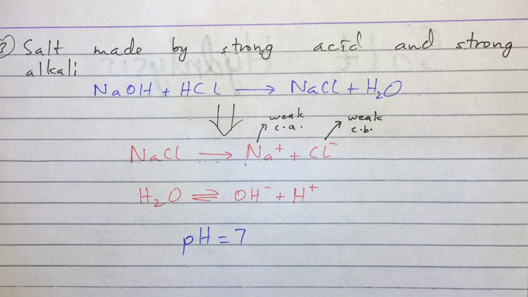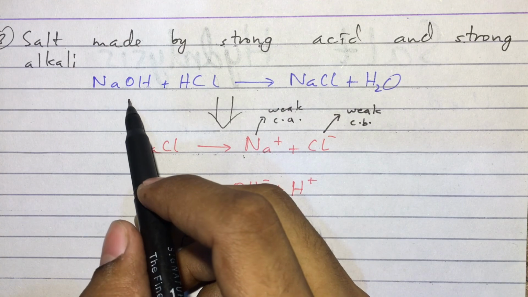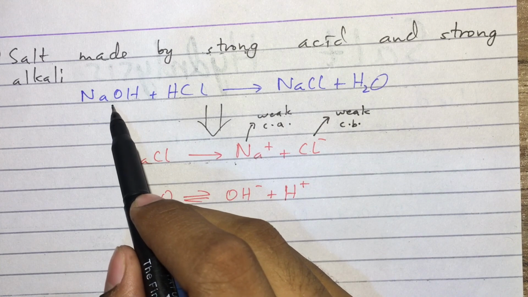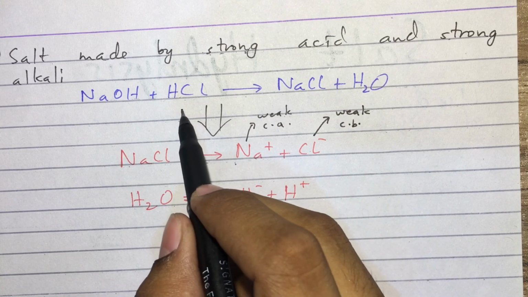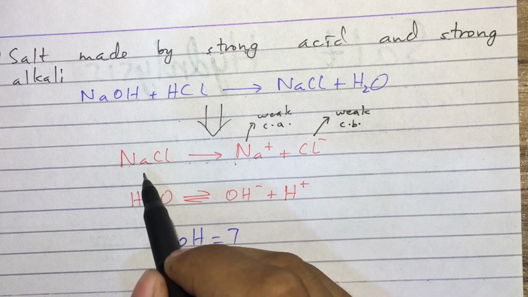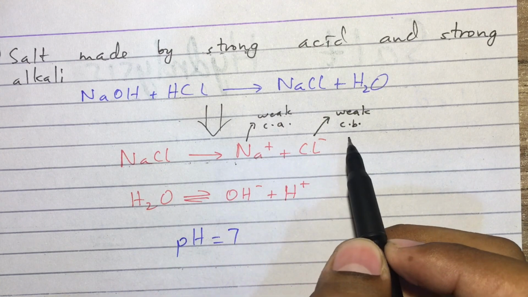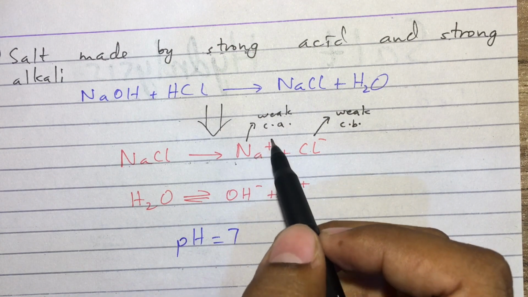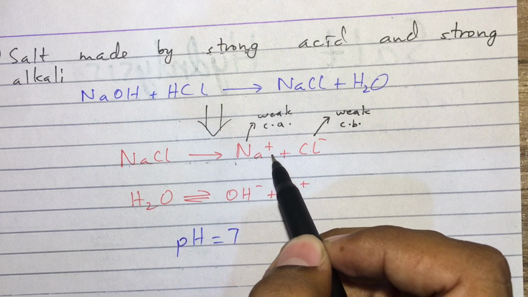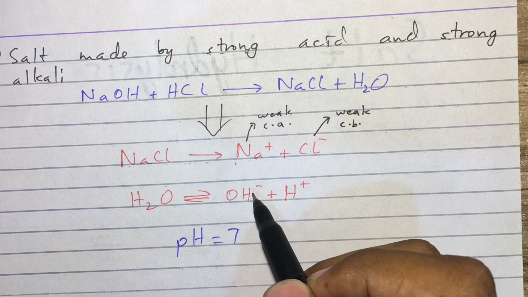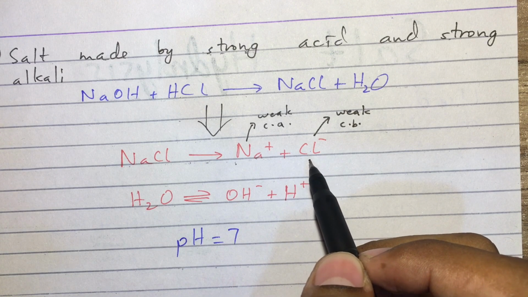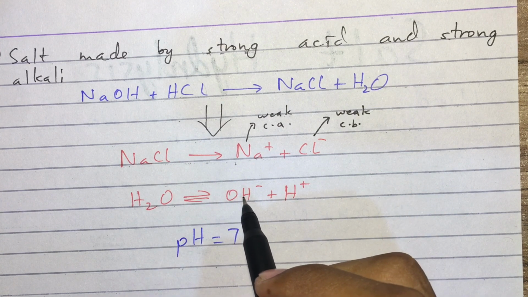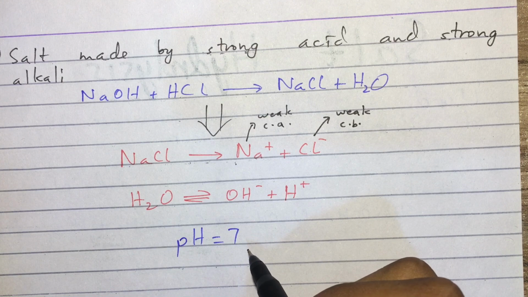Salt made by strong acid and strong alkali. NaOH is a strong alkali, HCl is a strong acid, forming NaCl and H2O. A strong alkali forms a weak conjugate acid, a strong acid forms a weak conjugate base. So NaCl dissociates into Na+ and Cl-, which are both weak conjugate acids and bases. H2O dissociates reversibly into H+ and OH-. Now because Na+ is a weak conjugate acid, it cannot donate protons easily, so it cannot react with OH-. Cl- is a weak conjugate base, it cannot accept hydrogens easily, so it will not react with H+, which is why the equilibrium stays unaffected and the pH is neutral, that is equal to 7.